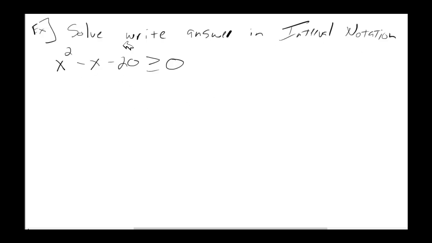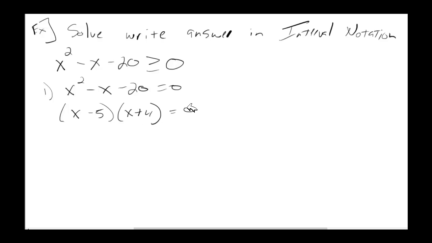So let's see, what do we have? We have a polynomial inequality. There's a greater than or equal to sign, and we definitely have a polynomial over here. All exponents are nice, I don't see division. So the first thing we do, we forget about the inequality, we set it equal, and solve. Okay, here I'm going to factor. This looks like x minus 5 and x plus 4 equals 0, and then I get solutions of 5 and minus 4.